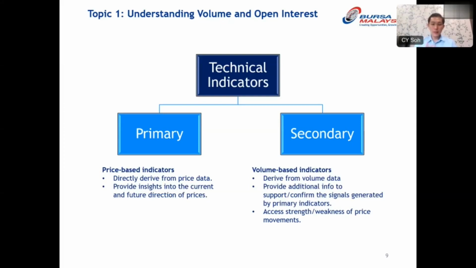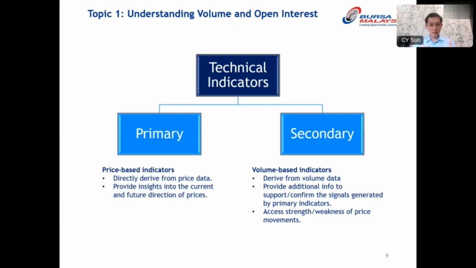Today, I will be mainly talking about volume-based indicators. These indicators provide additional insights to support and confirm the signals generated by your primary indicators. So volume indicators are derived from volume data, of course, and they help assess the strength and the weaknesses of price movements. Examples of secondary indicators include volume and open interest.